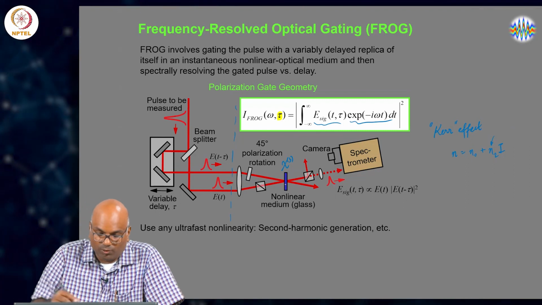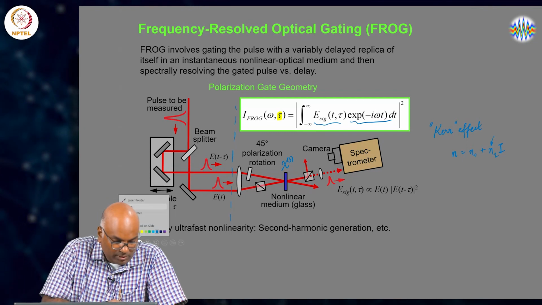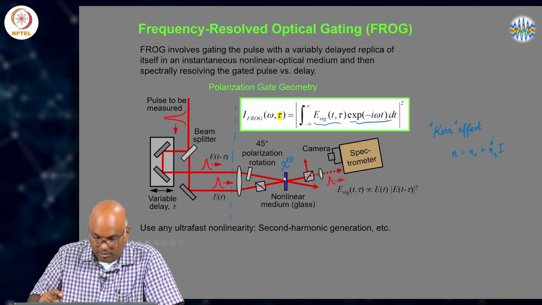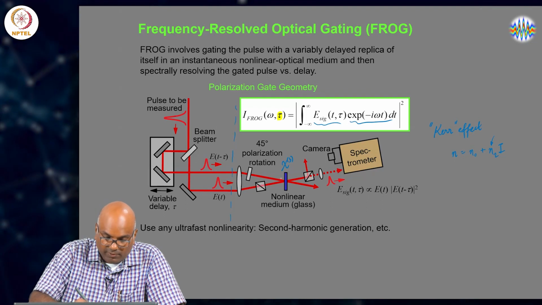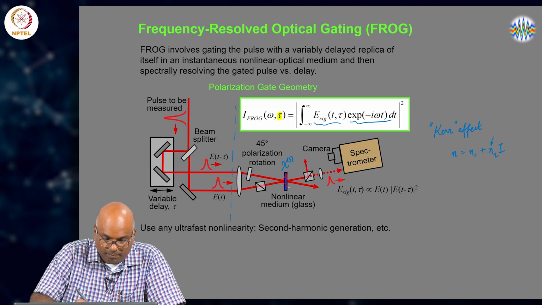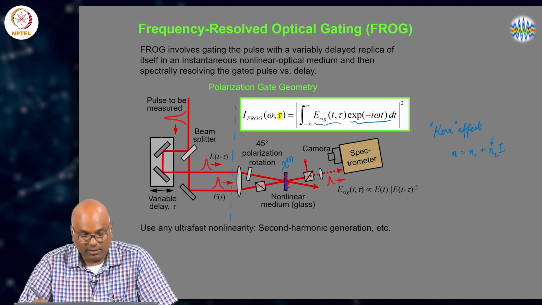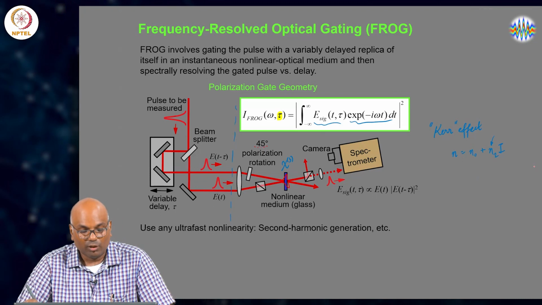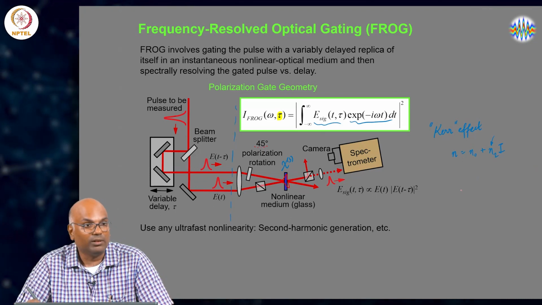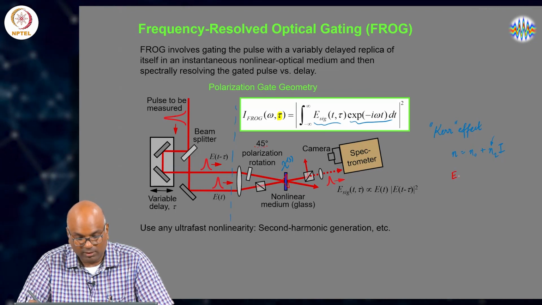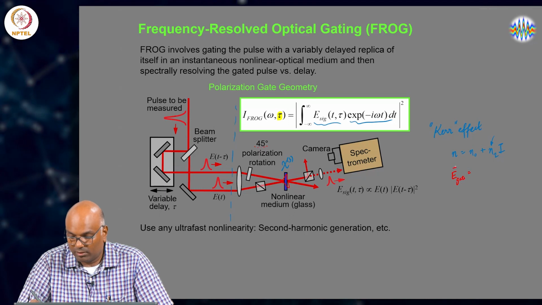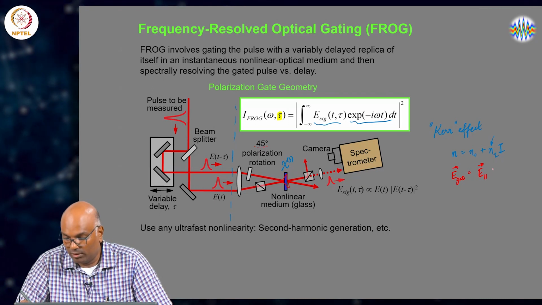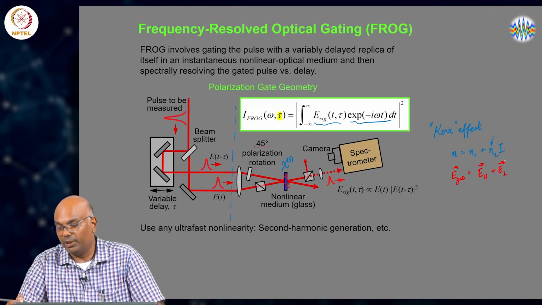But what does this device do? Now, in the presence of both the pulses, when they have a reasonable overlap in the medium, what happens is that this pulse, the gate pulse, whose polarization is rotated by 45 degrees to the other, is a combination of a component E parallel to the initial pulse, and E perpendicular.